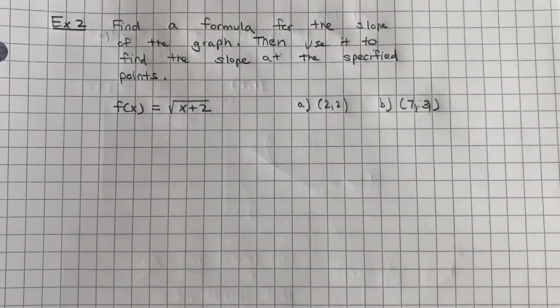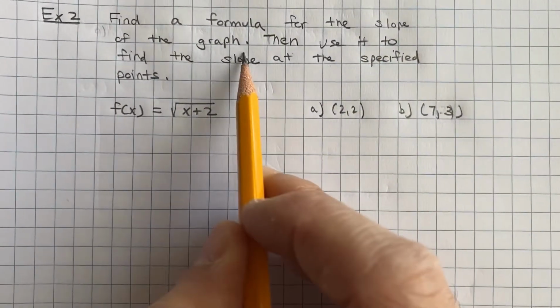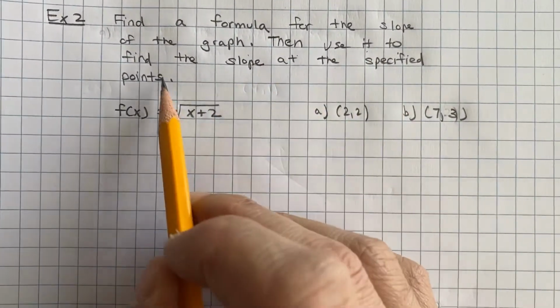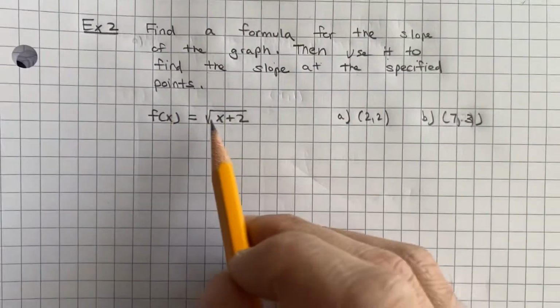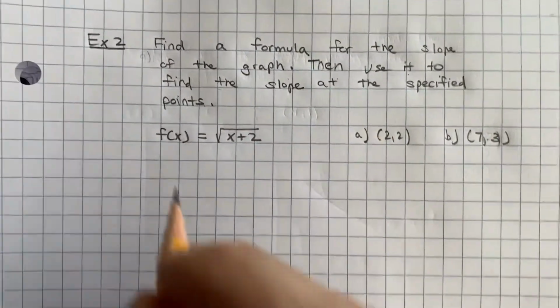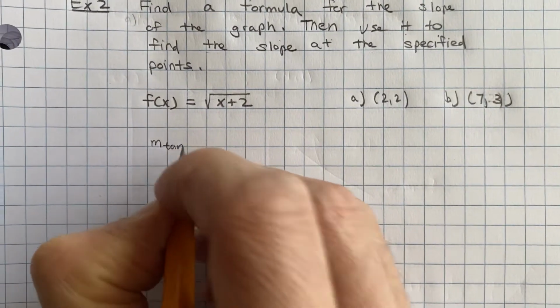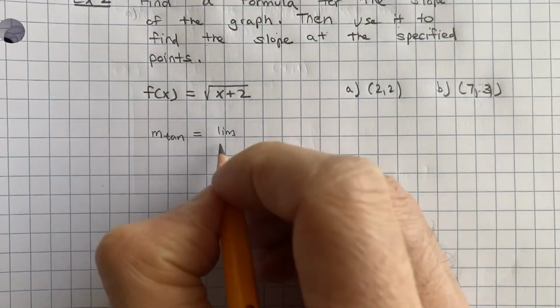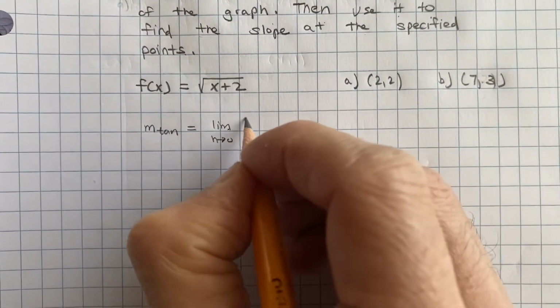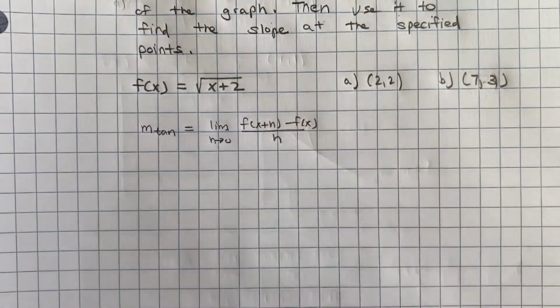Okay. So the next example involves a radical function, and it says find a formula for the slope of the graph, then use it to find the slope at the specified points. Okay. So to find the slope of any particular function at any point, again, I'm just going to use my slope of the tangent line formula. The slope of the tangent line at any point is the limit as h goes to 0 of f of x plus h minus f of x all over h.